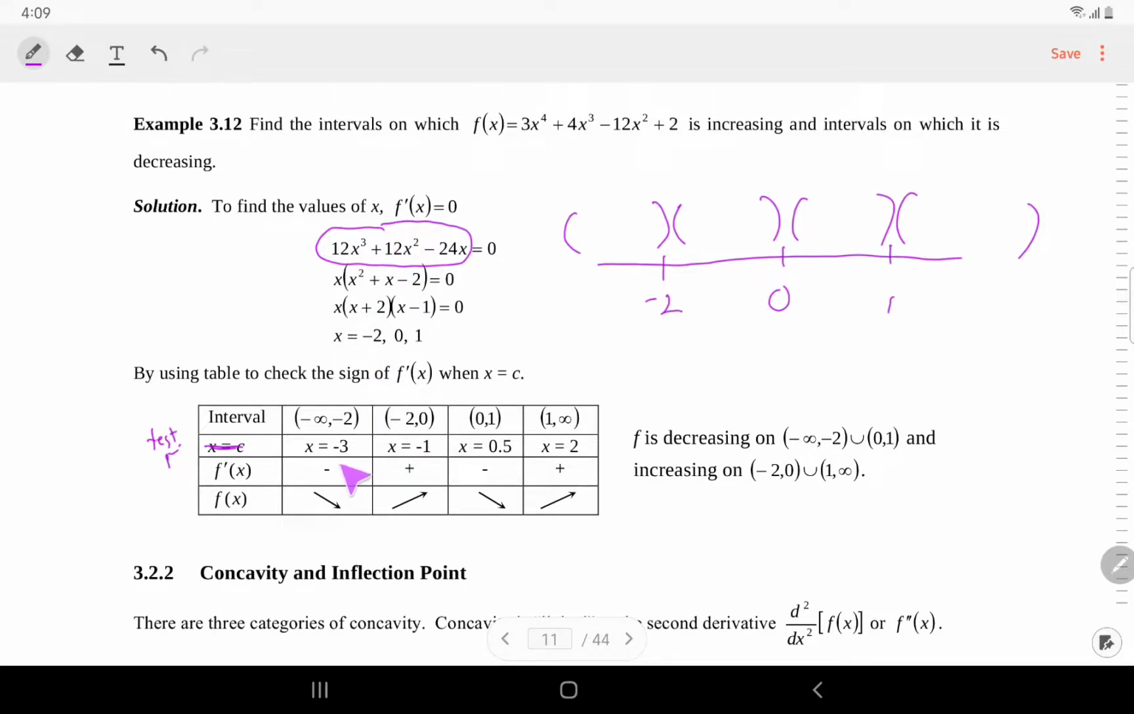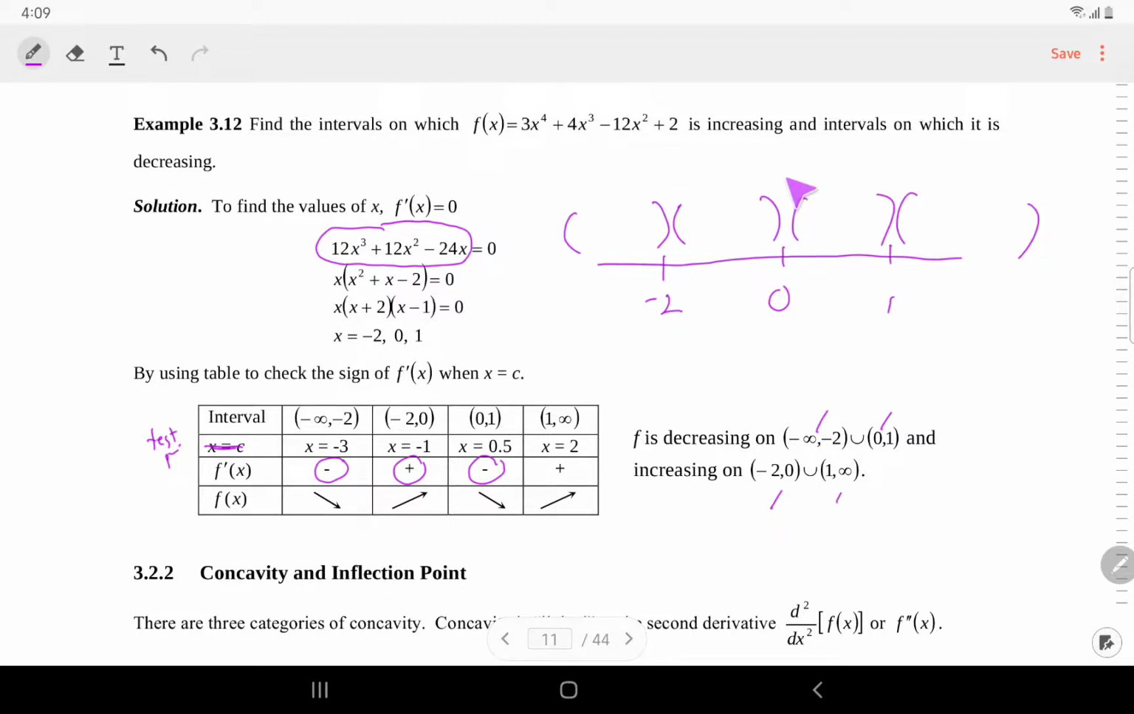Here we will get a negative answer, meaning that it is decreasing. Here we will get a positive answer, increasing. Here we will get a negative answer, decreasing. And then here we will get a positive answer, increasing. So, the function is increasing on this interval and this interval, and decreasing on the other intervals.